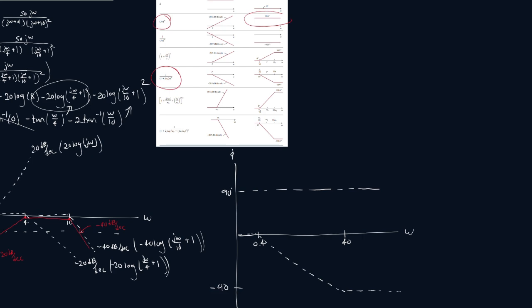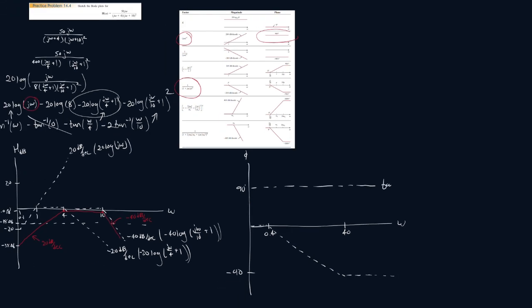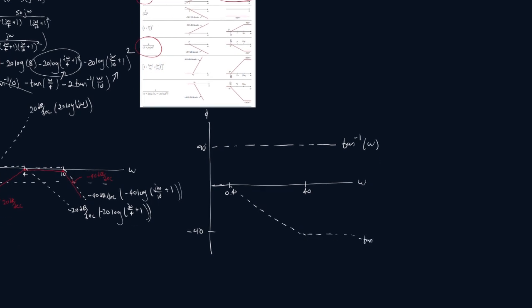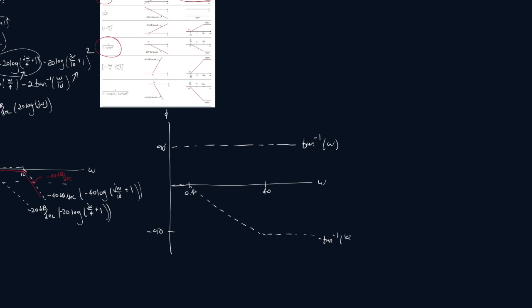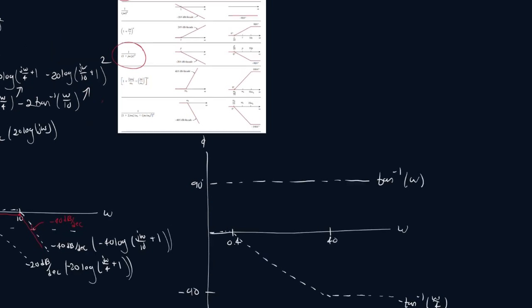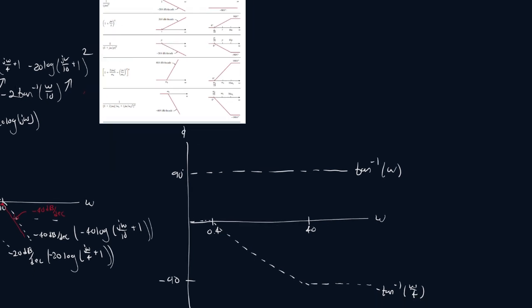Okay, so this is tan inverse of W, this is minus tan inverse of W over 4. Okay, and then our last part is this one, which is related to this one. So we see this is also the one that's similar to it. Our P is 10. So 10 divided by 10, that's 1. And then 10 times 10, that's 100.